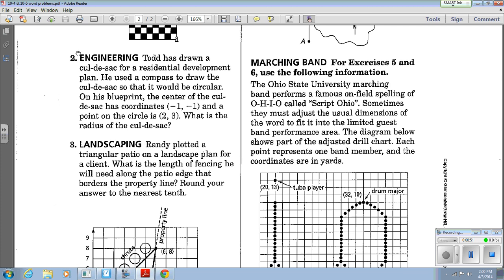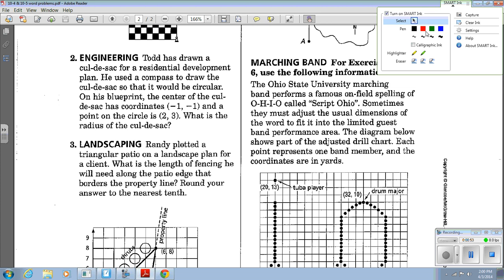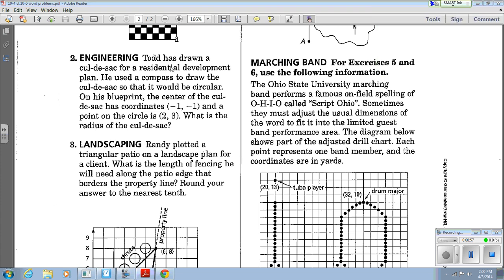Let's take a look. First of all, we're going to start with problem 2, and let's take a look at this together. And let's first find the question part. Where's the question mark? It's here at the end. So let's go back here a little bit. It says, what is the radius of the cul-de-sac? Cul-de-sac. What's a cul-de-sac? Well, some of you do know what that is.